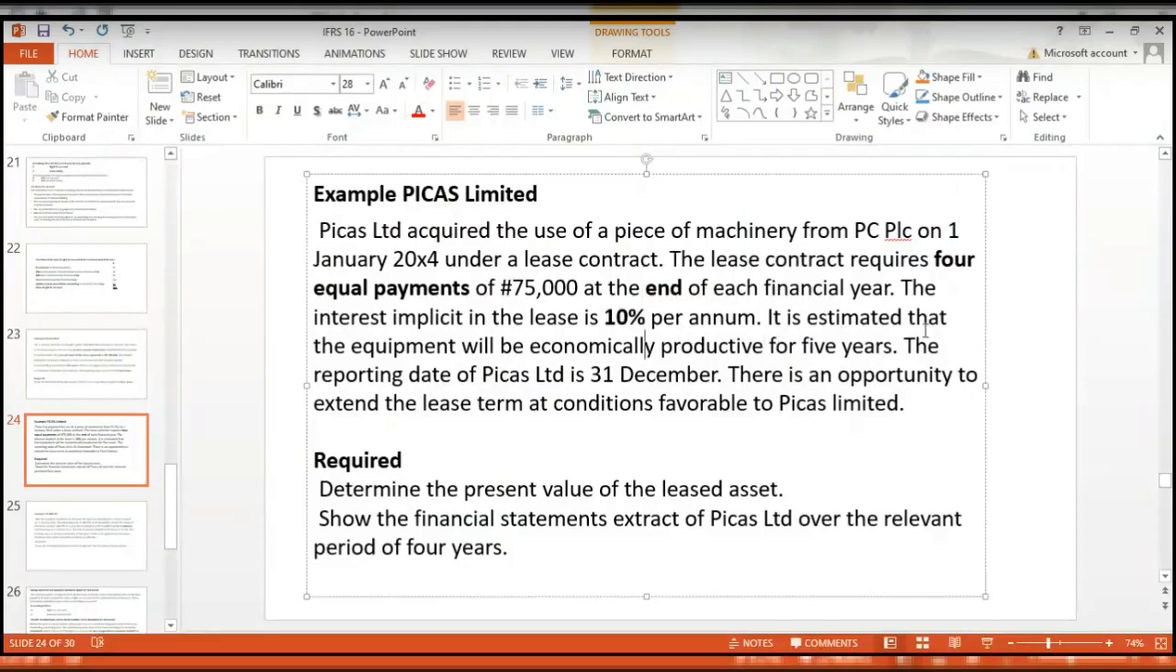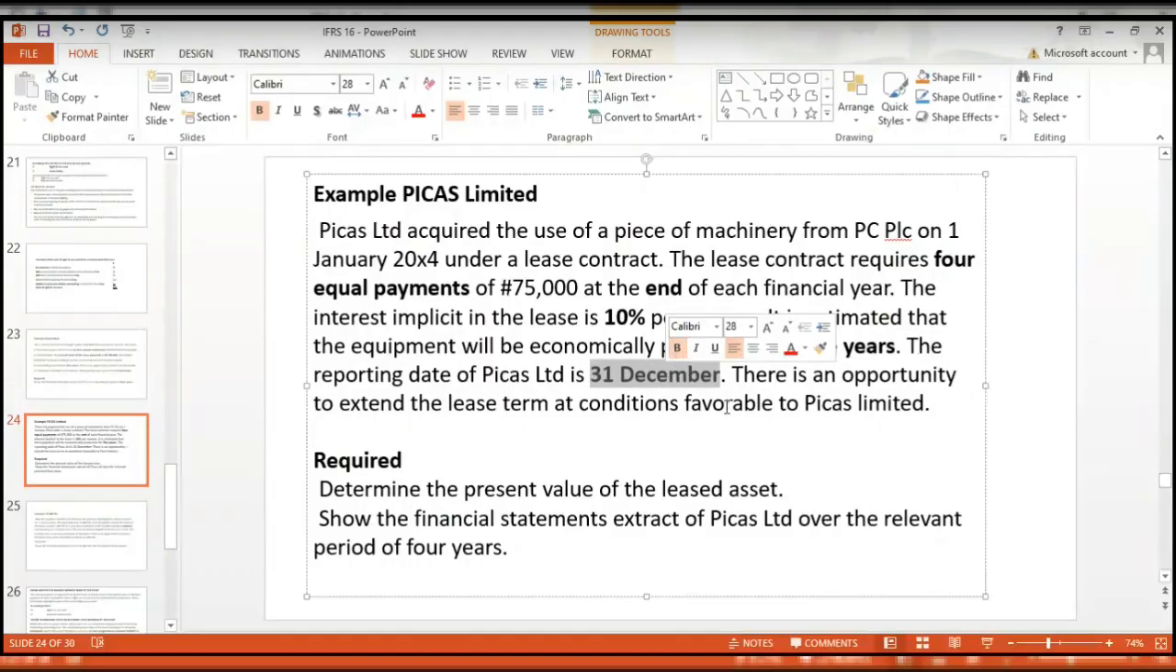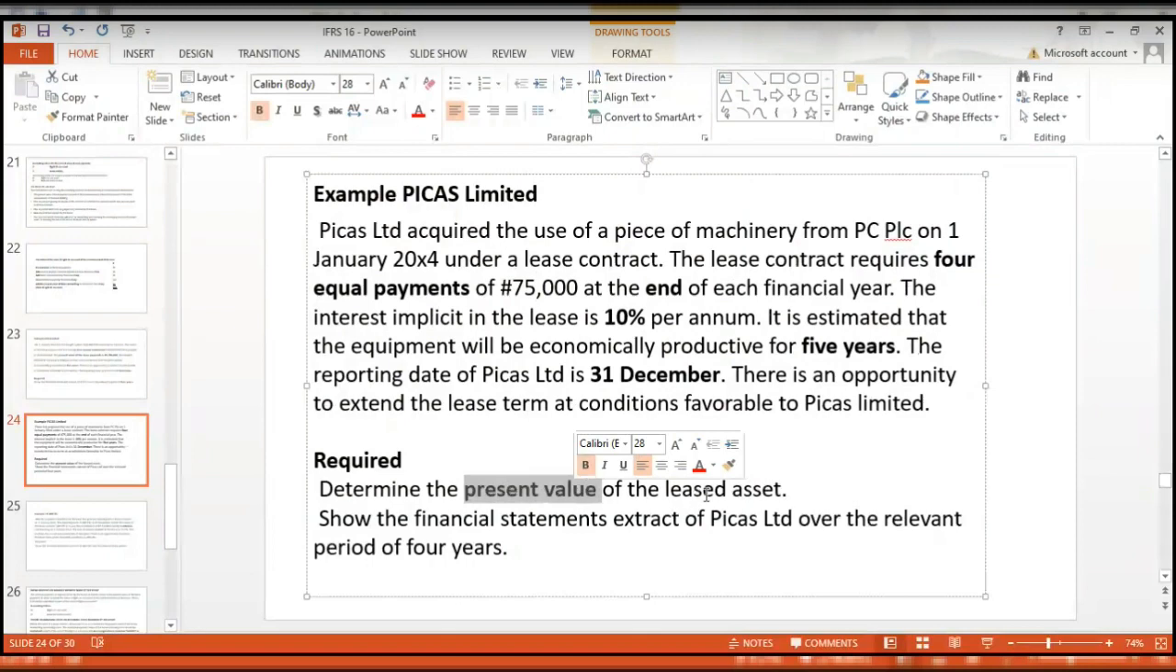It is estimated that the equipment will be economically productive for 5 years. The life of the asset is 5 years. The reporting date of Ifrs Limited is 31st December. There is an opportunity to extend the lease term at conditions favorable to Ifrs Limited. Required: determine the present value of the leased asset.